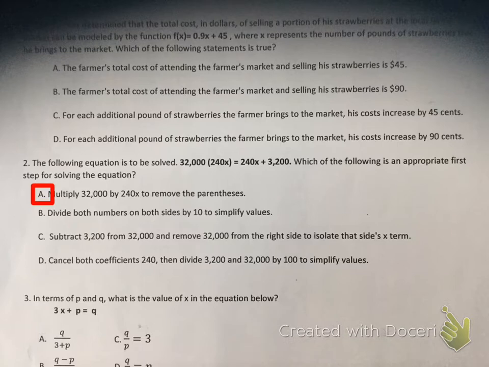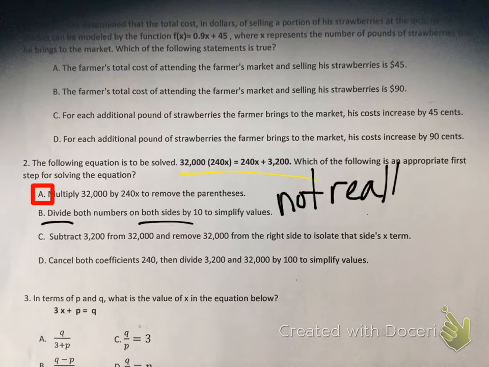Alright, so in question 2, the correct answer is going to be A. The following equation is to be solved, and as you can see in this equation, it's asking you just what is the most appropriate first step. Well, we can also look at why the other choices are wrong, and then I think we'll get the idea. In choice B, you can't divide both sides by 10 to really solve it as the first step. It's not really helping you.